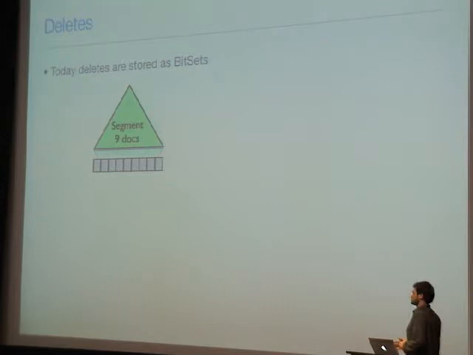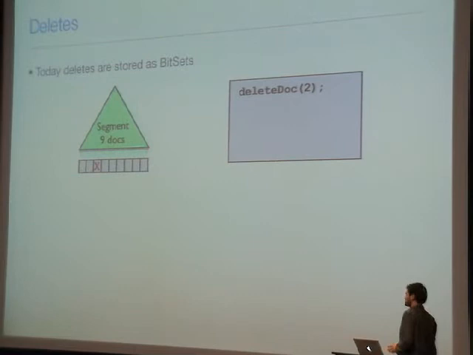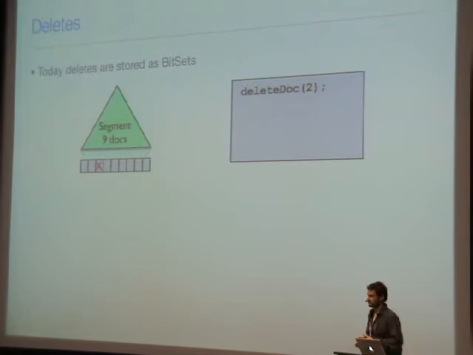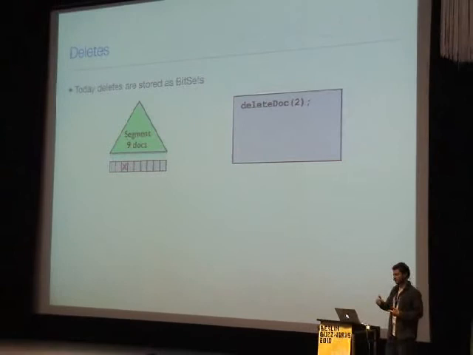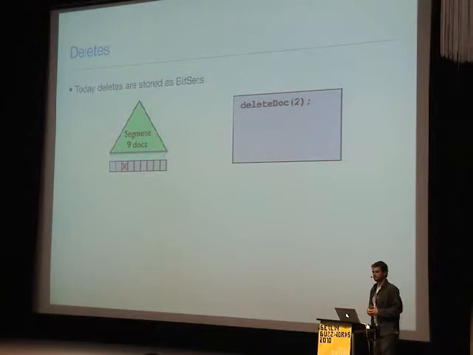The main motivation is how we handle deletes in Lucene. And currently, how we handle deletes is we have for each segment a bit set. And the bit set has 1 bit for each document in the segment. And the purpose of this bit set is to remember if a document was deleted or not. So once you call delete document, you flip the bit, in this case for document number 2. And then an index reader knows, OK, that document was deleted.